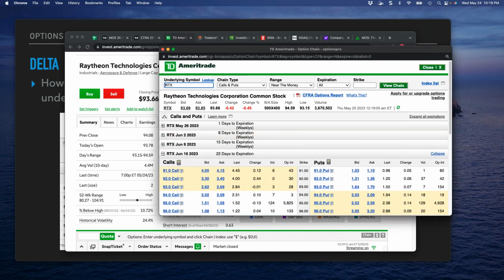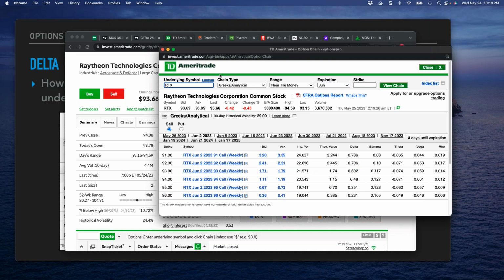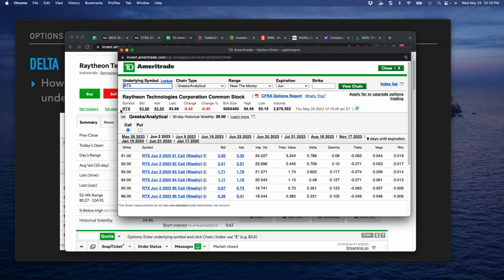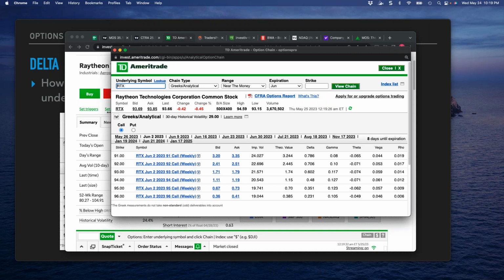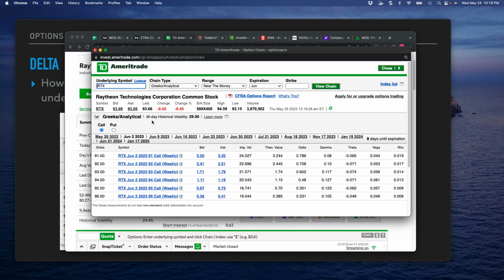Going to expand this a little bit. Go to the Greeks. Stick with June. Okay. Now again, by default, our option chain looks pretty close to the same as in the screenshots that we were looking at. We can see that the price for Raytheon is a little bit different in this case, 93.66.